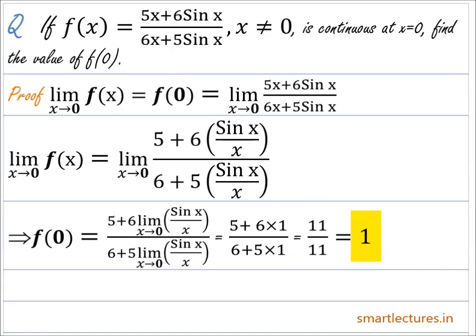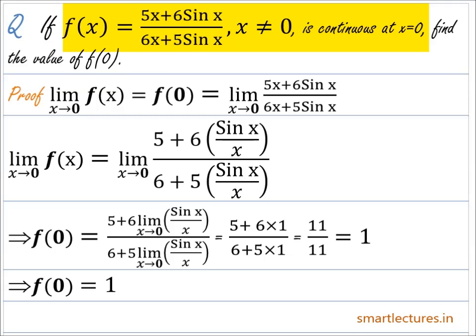So that means if f of x is equal to (5x plus 6 sin x) upon (6x plus 5 sin x), where x is not equal to 0, is continuous at x equal to 0, then in that case f of 0 is equal to 1.